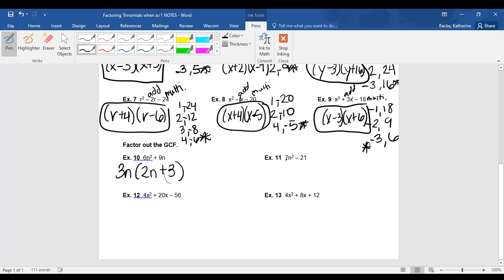All right, example 11, 7n squared minus 21. The greatest common factor of 7 and 21 is going to be 7 because 7 can divide by 7 and 21 is also divisible by 7. So 7 divided by 7 is 1, or n squared in this case. We can just put negative 21 divided by 7 will give us a negative 3.